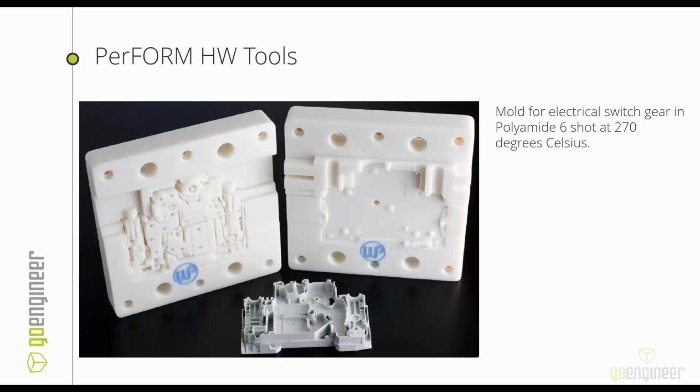And Stratasys, GoEngineer, we also offer stereolithography machines. So we have Origin, which is a DLP style P3 machine, and then we have our Neo line of machines, which are stereolithography that can also do Perform material.